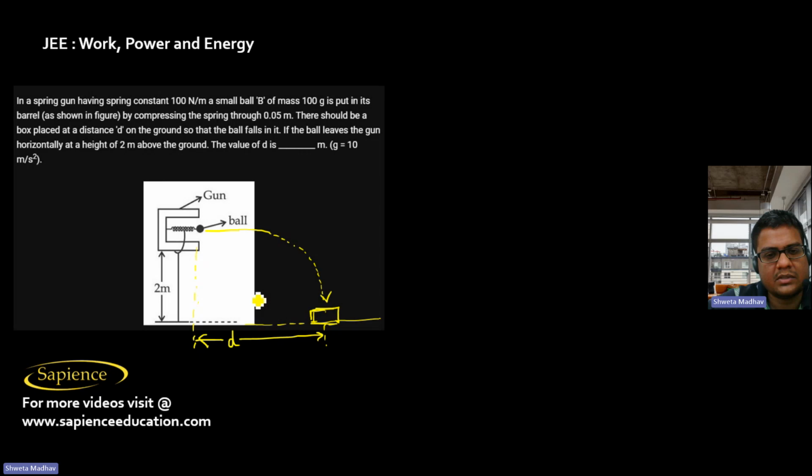So d is nothing but the horizontal range of this projectile. Here projectile motion is happening. So d is the range, and I can say d will be equal to u into t, where t is the time of flight and u is the initial velocity of this small ball b.